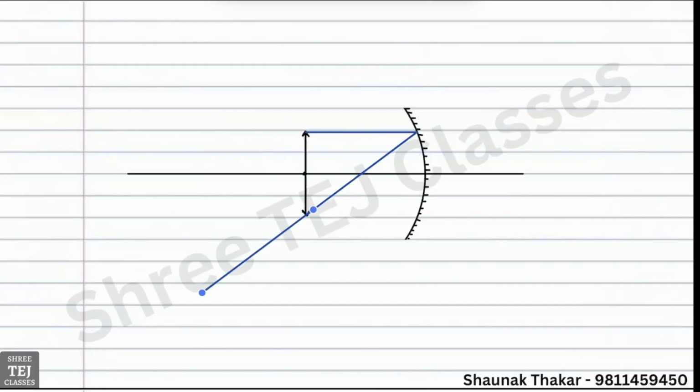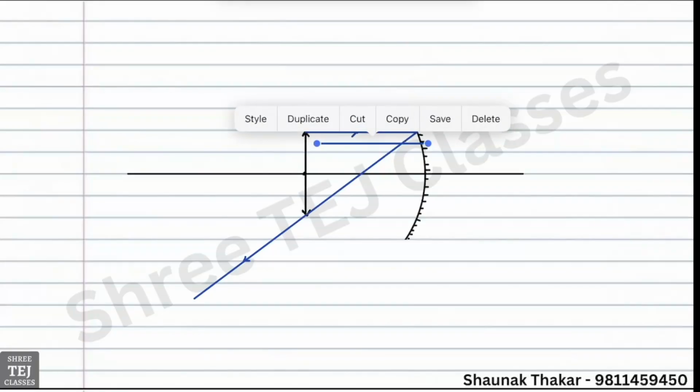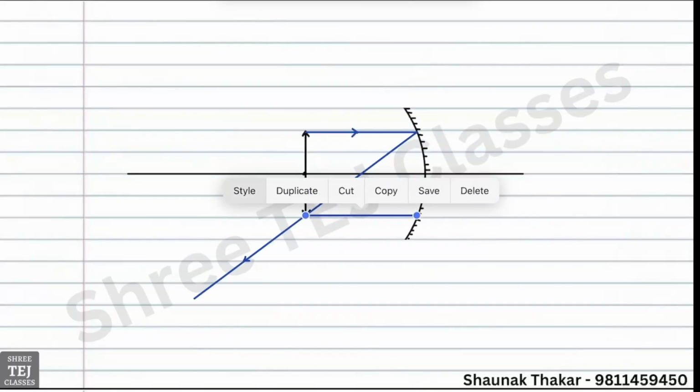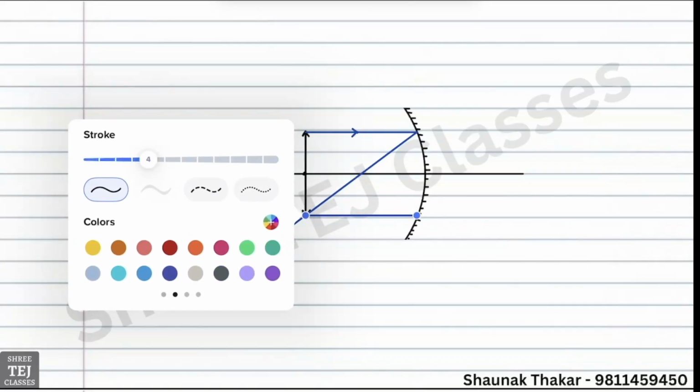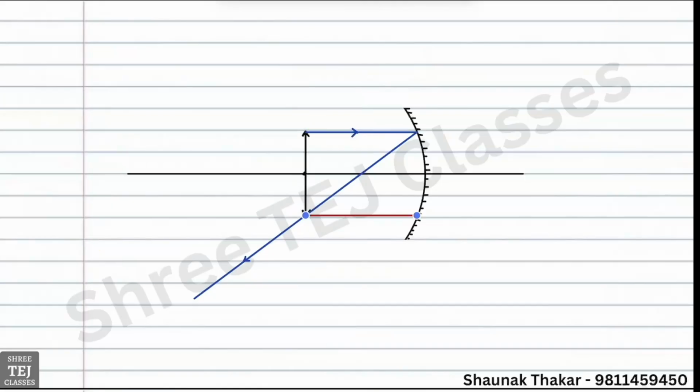Extend it further. So incident ray, reflected ray. Now let us look at the reflected ray in the second scenario, which will go parallel to the principal axis, and incident ray will be passing through focus.